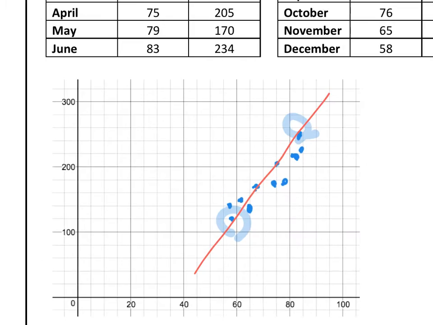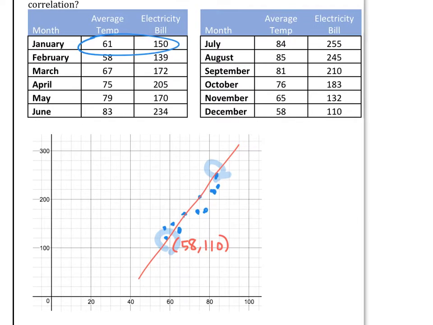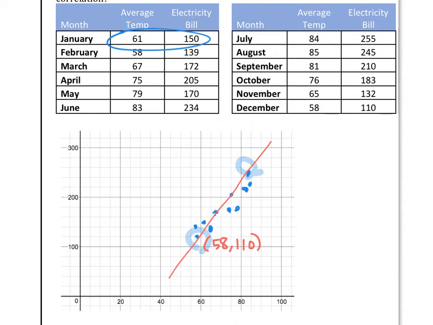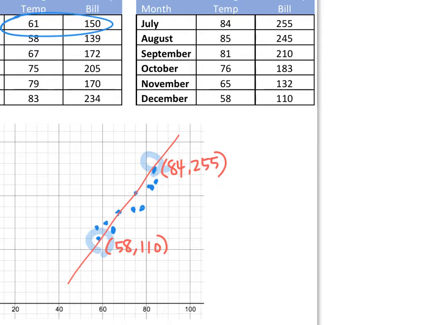What are those 2 points though? This one down here is 58, 110. This top one looks like that's the highest temperature. Highest temperature is at 250. Highest bill is 255. So this one's 84, 255. So we're gonna use those 2 points to create a line. How do we do that? Just do slope. Yep, we gotta find slope first.